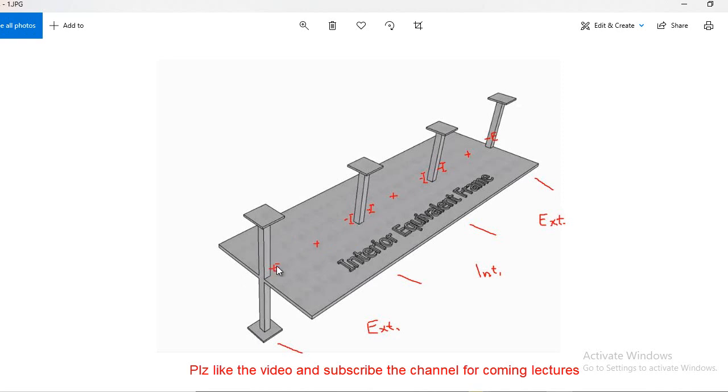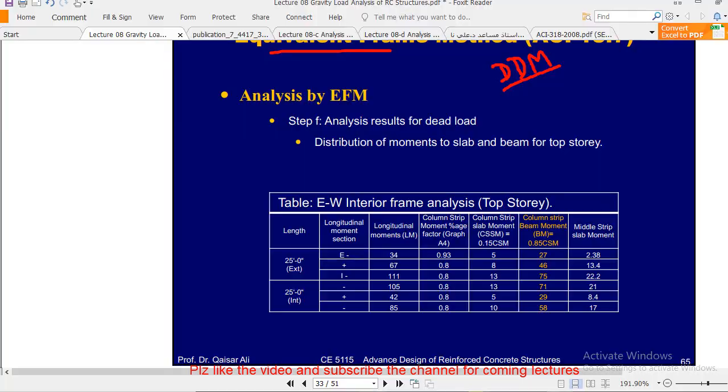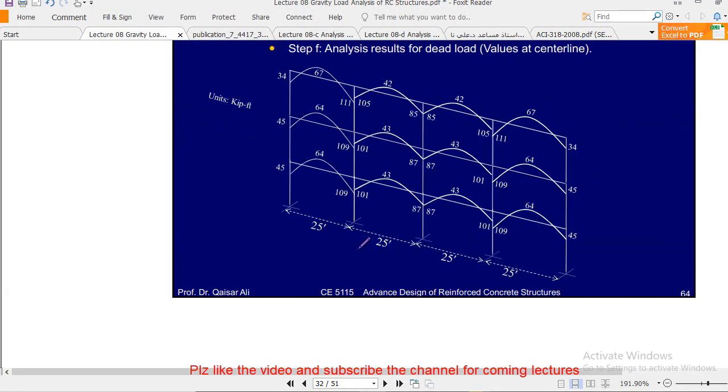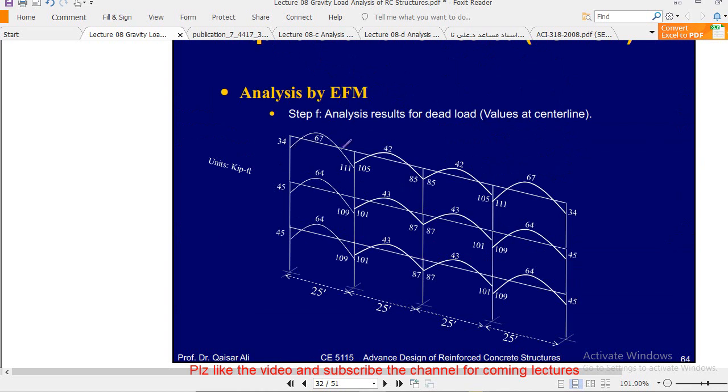Clear? So here we have a negative moment. As you see in this diagram, in the top, we have a negative moment. This one is E negative. Clear? Then we have a positive moment, this one will be positive. This one will be denoted in our table by E negative. Clear? And this one will be denoted by I negative.